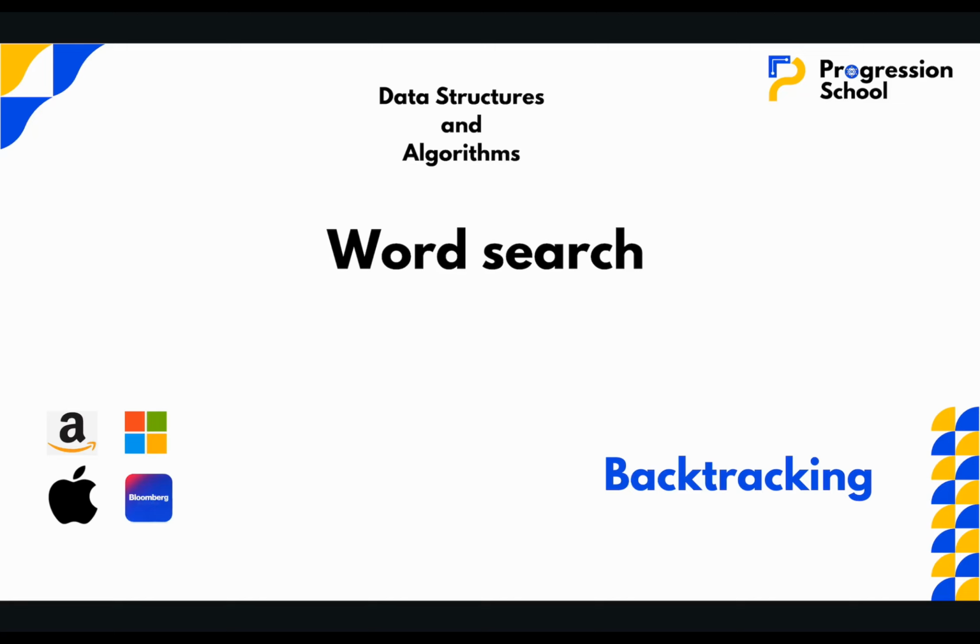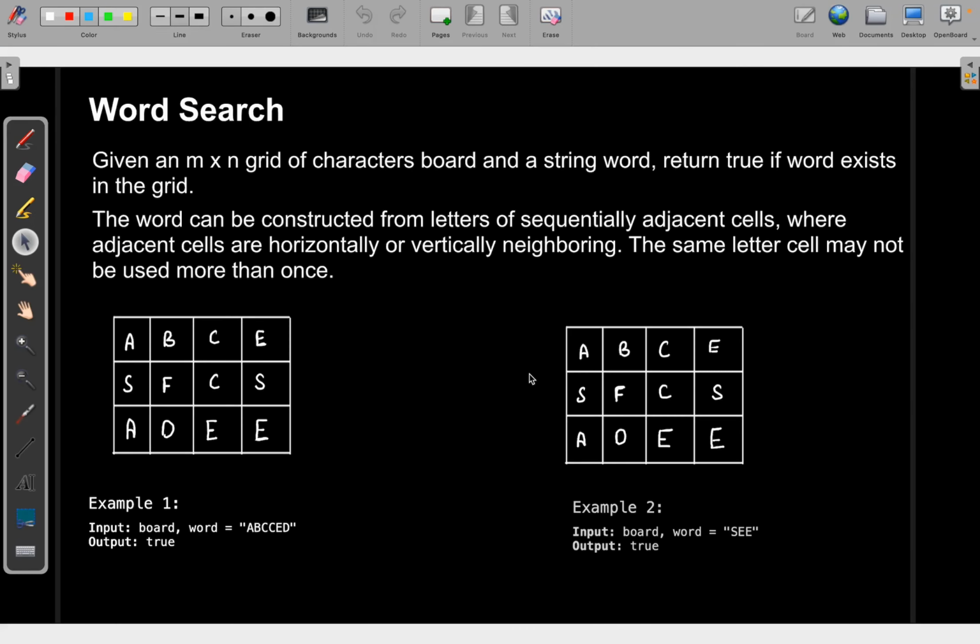Hi, welcome. In this video, we will solve the problem Word Search, asked by companies like Amazon, Microsoft, Apple, and Bloomberg. Now let's solve one more problem on backtracking, that is word search.